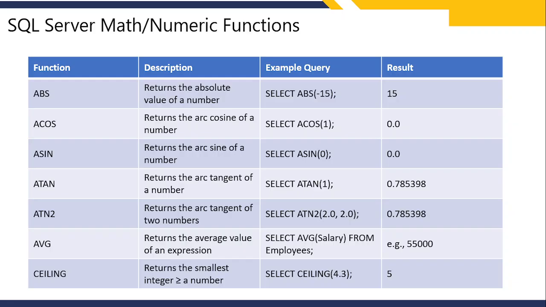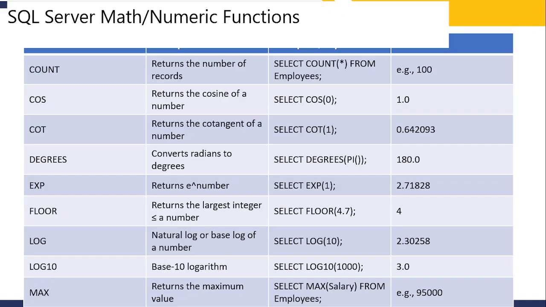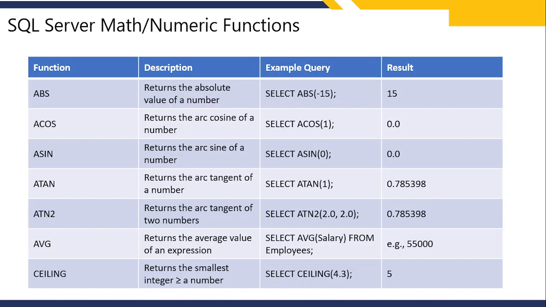Then there is acos. Acos will give me the arc cosine of a number. So arc cosine of 1 is zero. Then asin of 0 will give me 0. Atan of 1 will give me 0.78. Then atn2 gives 0.78.